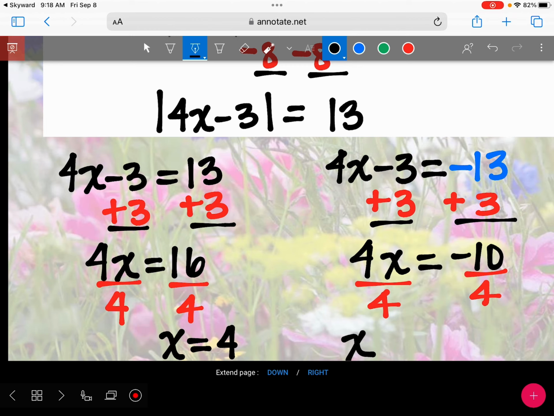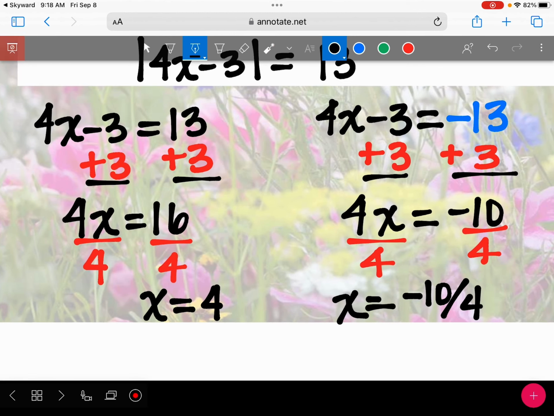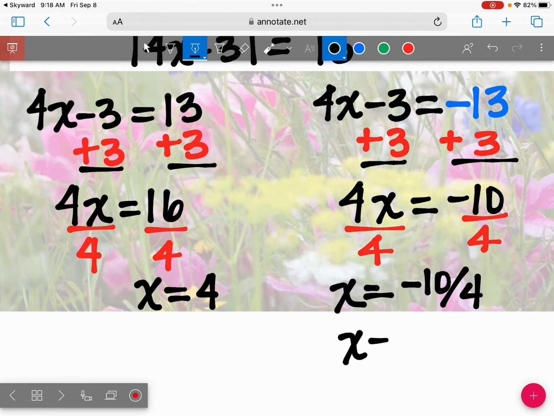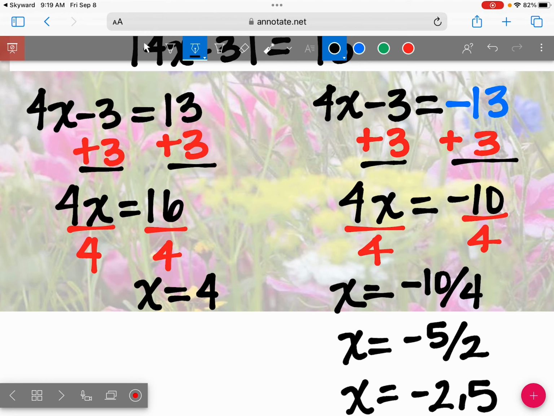And so we have x equals 4 and x equals -10/4. You could also write that as a fraction. You could reduce it. You could also write it as a decimal. I would take any of those three answers. You do not have to reduce it. You don't have to write it as a decimal. So these are all the same answer. The main thing is, after you isolate the absolute value, we have to break it apart into two equations and solve.